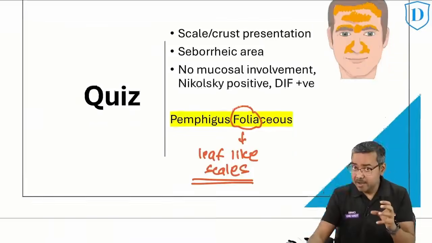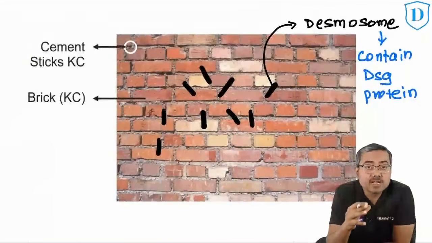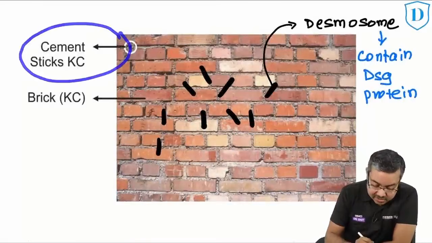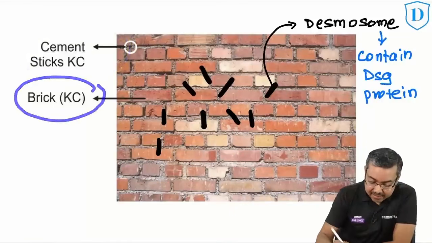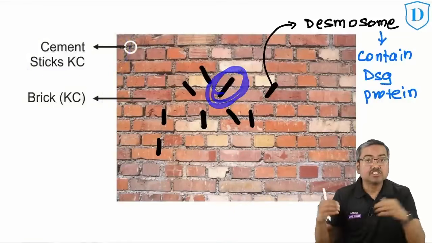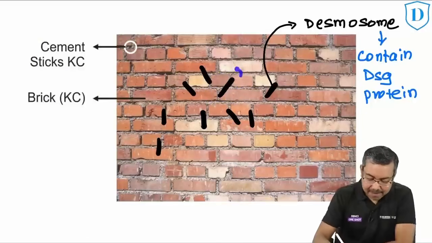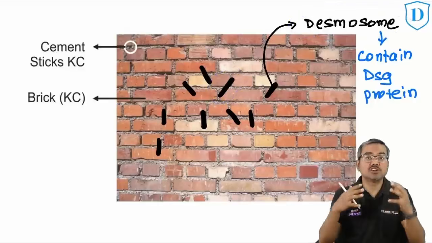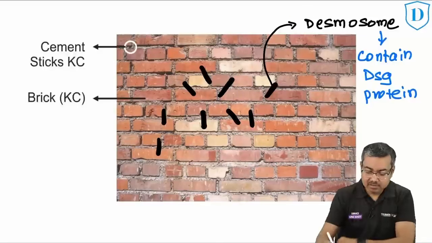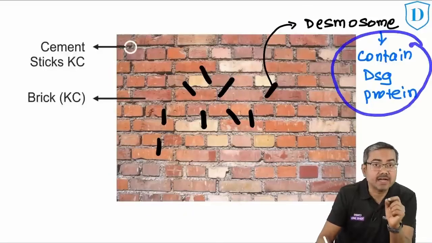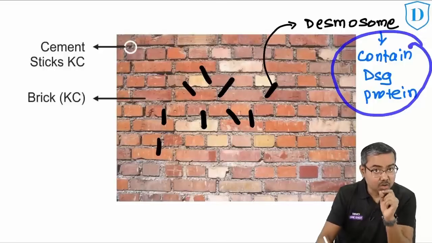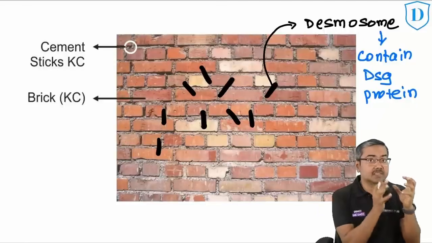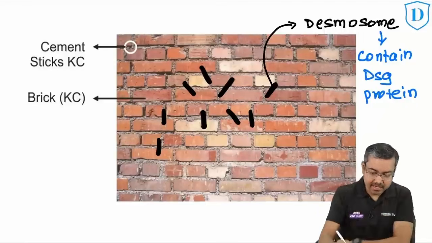To understand pemphigus foliaceus, let's imagine a brick wall. In this brick wall, there is cement joining the bricks. There's the brick itself, and there is this black thing which is joining the bricks together. This black is called desmosome. Desmosomes are sutures connecting the bricks together. These sutures contain a protein inside called DSG, short form, long form desmoglein. Desmoglein is the protein all of us have inside desmosomes.